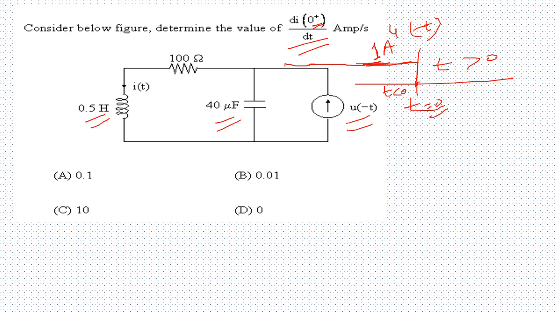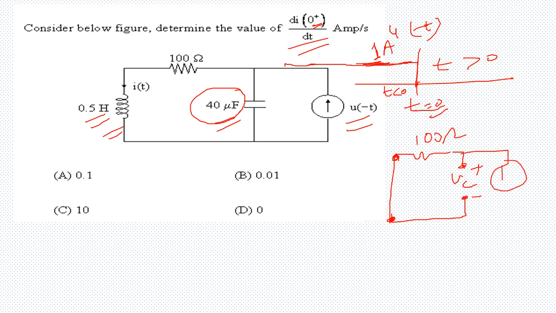Steady state reached means this inductor is going to behave like a conductor or a short circuit, and this capacitor is going to behave like an open circuit. So let us draw it. This is 100 ohms, this is my inductor equivalent, and this is my capacitor. If I say this is VC, this is open circuited, and this is 1 amp which is flowing. This is when the steady state is already reached.